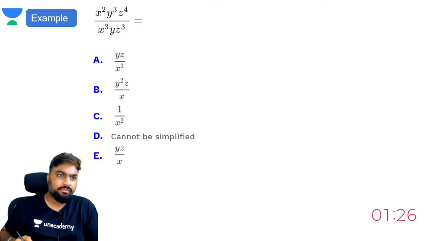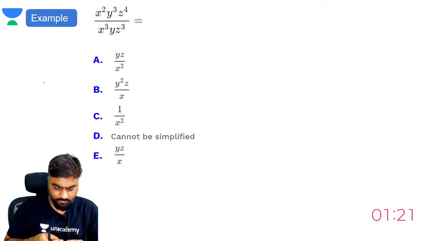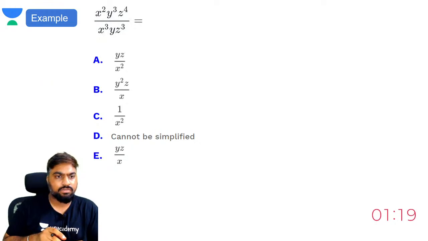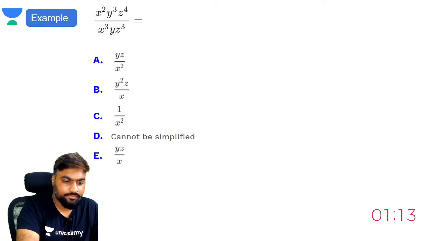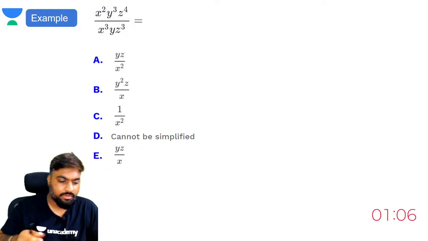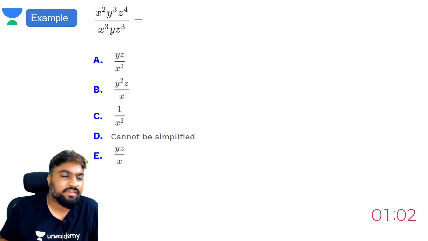Here we have variables. Quick, try this out. Everybody says B. Very good. So what happens here? Separate the variables, right?